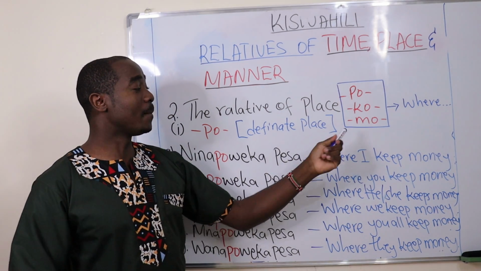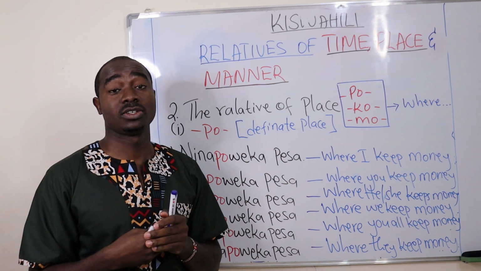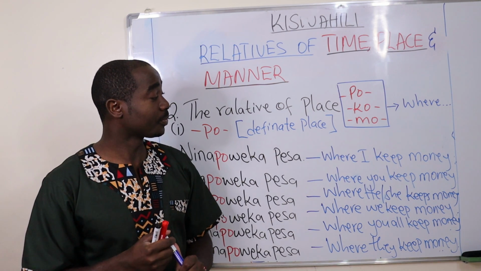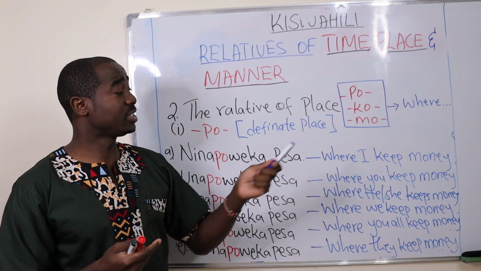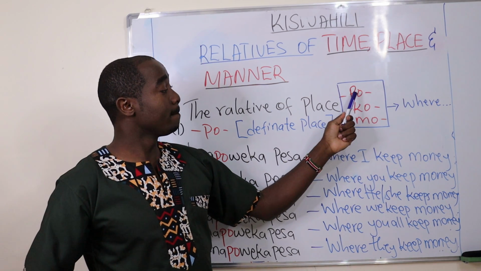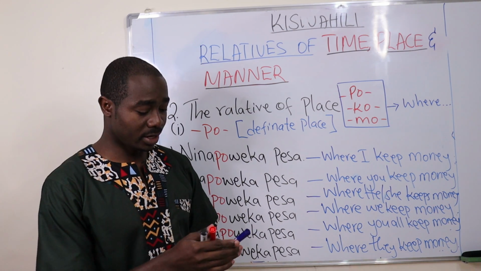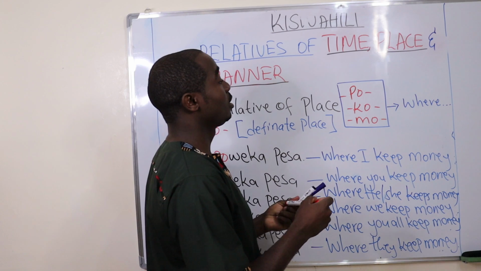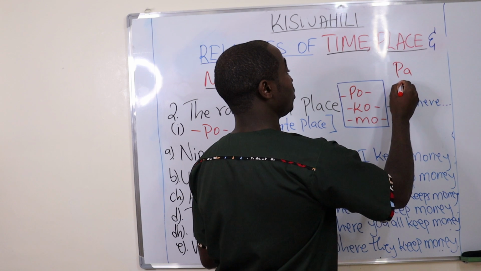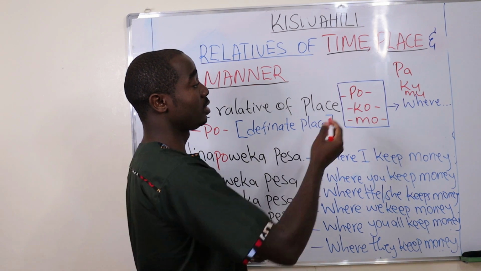Let's continue. Mo, it does what? It shows a place that is inside location. So we will start with the first one here. But before we start, I just mentioned to you that we sometimes call this pakumu. I can write somewhere here. Pakumu. This pa implies hapa.